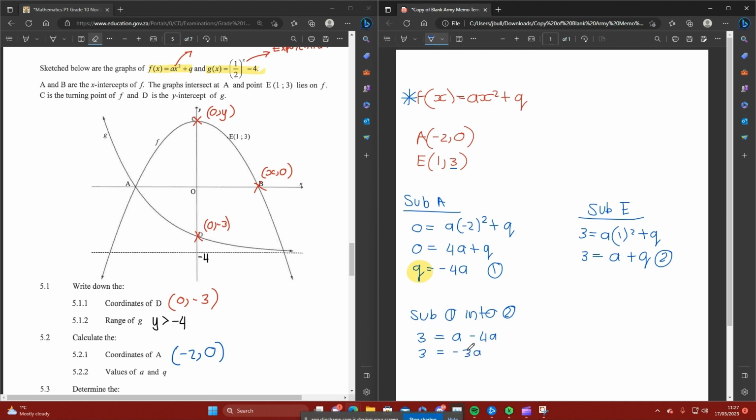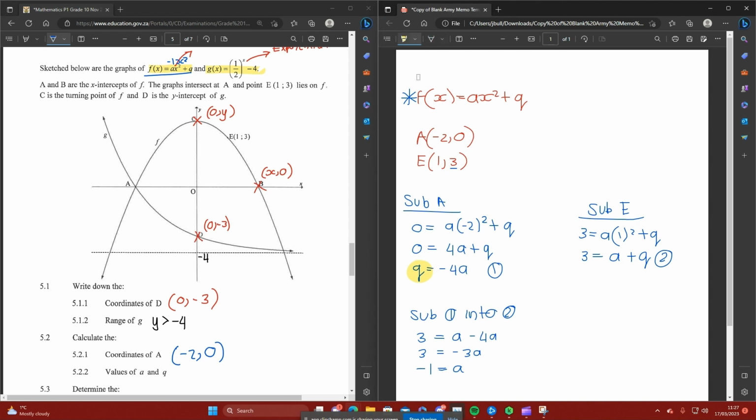Then we can just solve for a. If we take this minus 3 across, we go 3 divided by minus 3, which gives us minus 1. So a is equal to minus 1. Already that is making sense, because if a is minus 1, looking back at this function, minus 1x squared would explain why we have this unhappy face or sad face for the parabola.